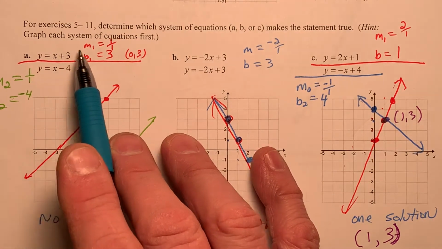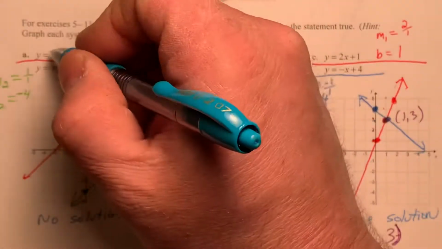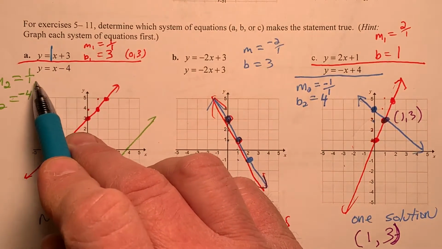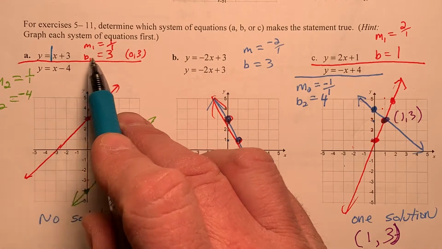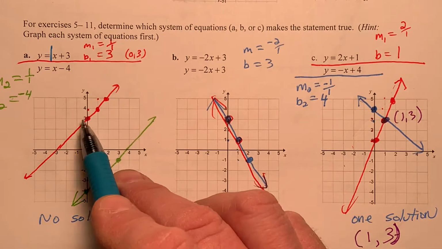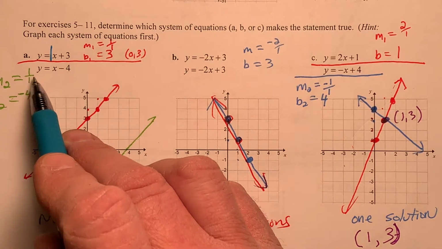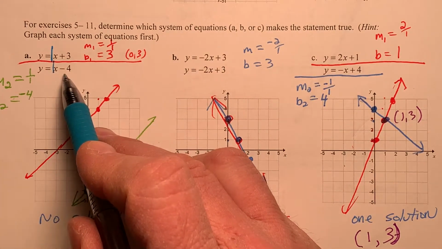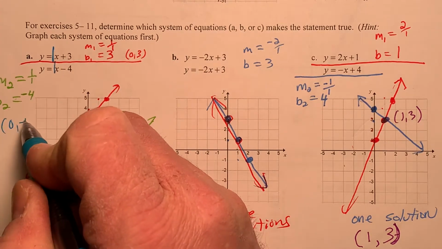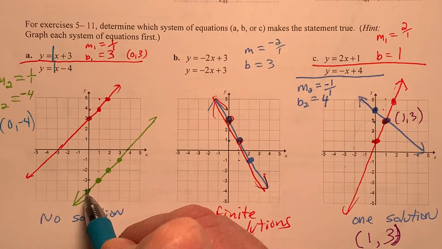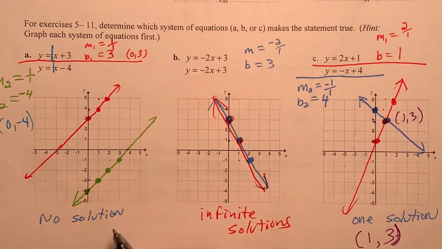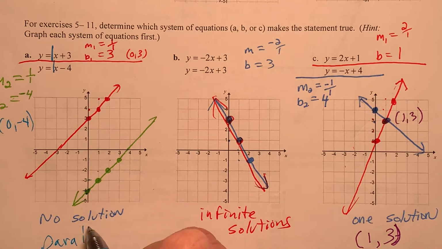That means I have to pull the slope out. The slope is the number in front of the variable. There's a 1 there, so we wrote it as 1 over 1. The other number without a variable on it is 3. That means 0, 3. So that's this point on the graph. This has a 1 also, so 1 over 1, but its starting point is 0, negative 4, which is down here. And so then we go up 1 over 1, connect the dots, up 1 over 1, connect the dots. And so these are parallel, no solution, parallel lines.